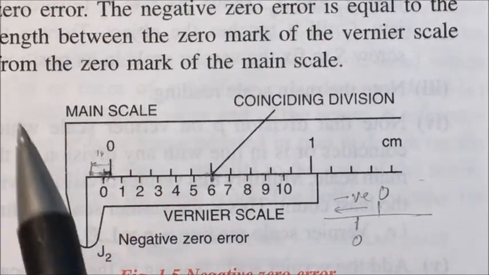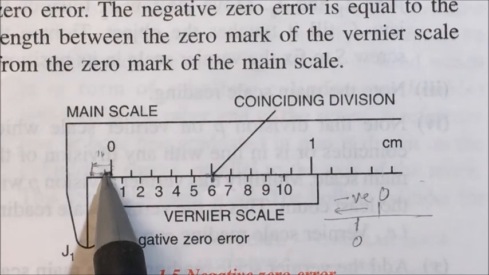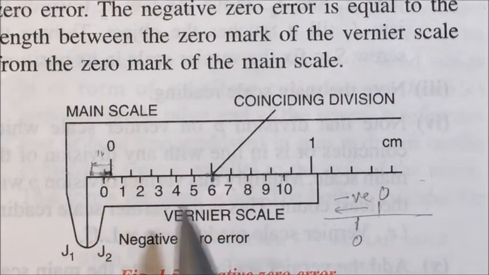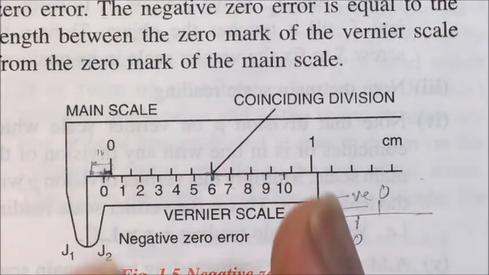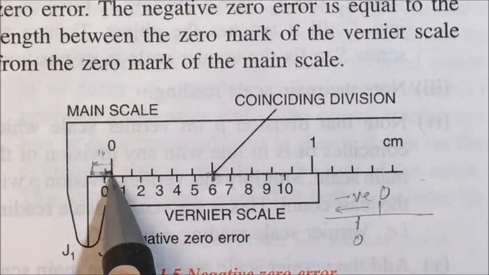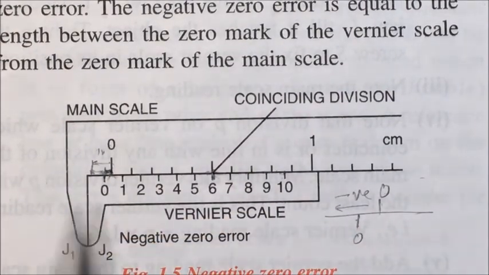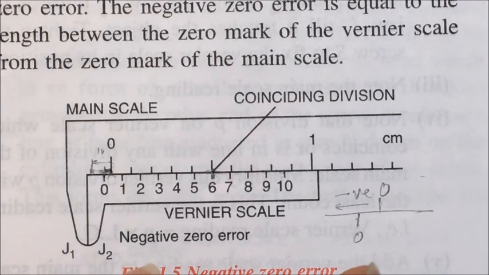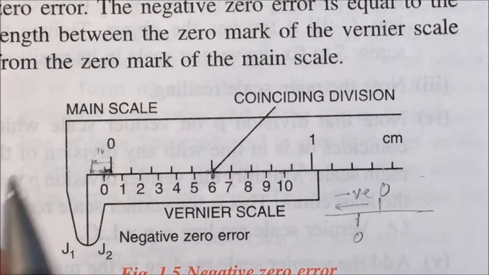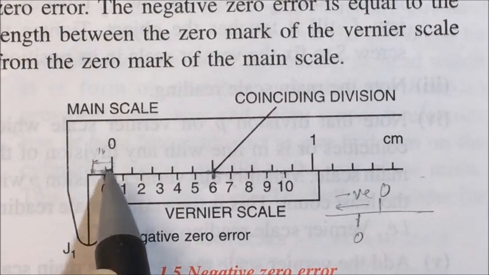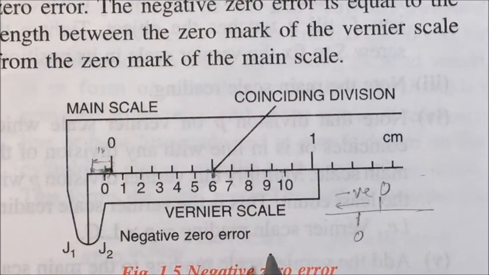With negative zero error, you can see this extra length has to be added to the observed reading to get the true reading, because when an instrument has negative zero error, the observed reading will always be less than the true length of the object. So this extra length needs to be added to the observed reading to get the true reading.